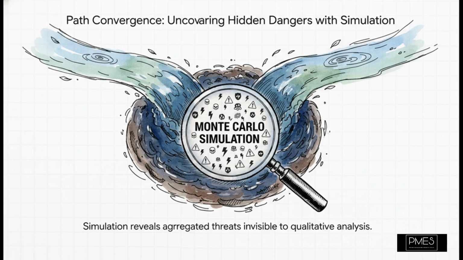Why? Because simple qualitative analysis, just looking at high, medium, low, will miss it every single time. It's only through a Monte Carlo simulation that you can see how several, smaller, seemingly unrelated risks can all pile up at that single merge point and create one gigantic project-killing threat that you never saw coming.